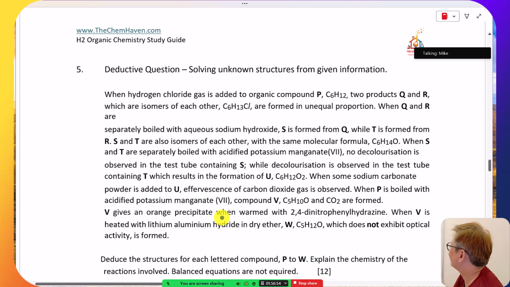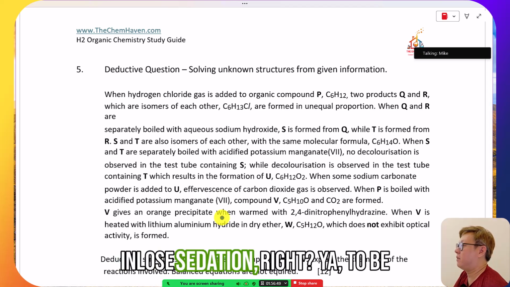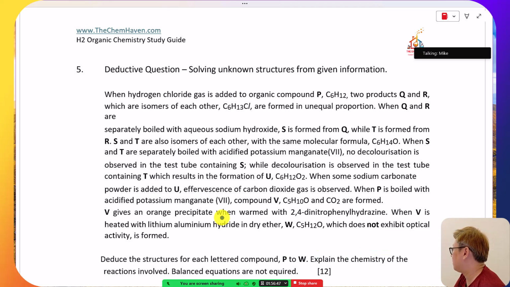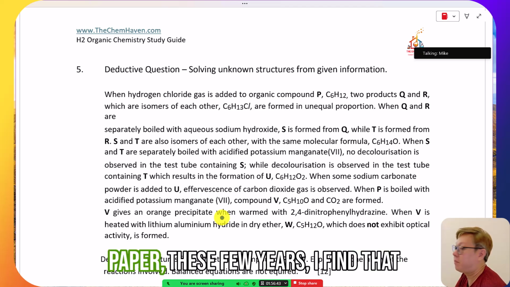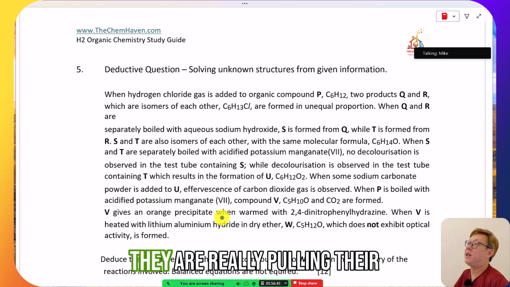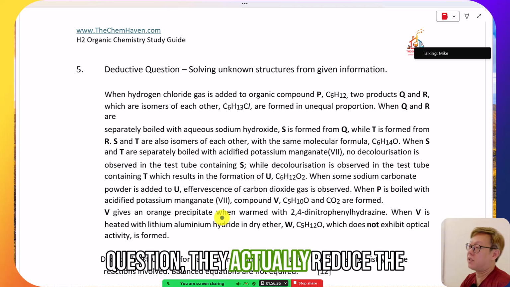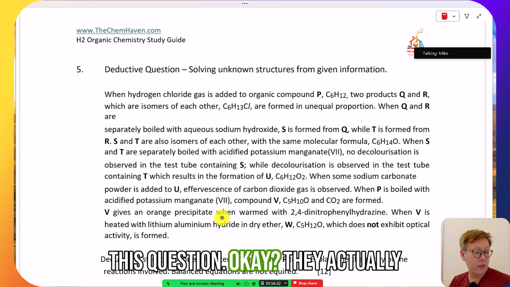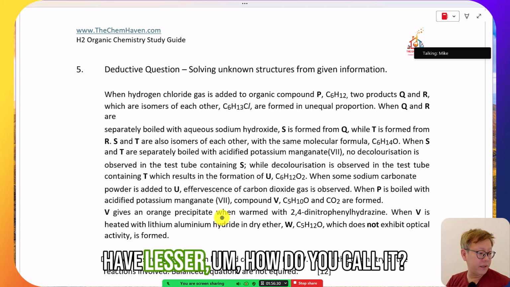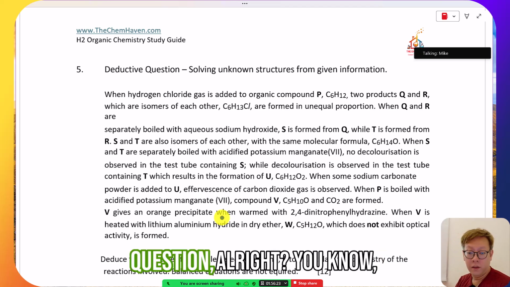What is this? Elucidation, right? To be honest, when I go through the prelim papers these few years, I find that they are really pulling their punches for this elucidation question. They actually reduce the mark weightage of many of these questions. They actually have lesser marks for this type of question, all right?